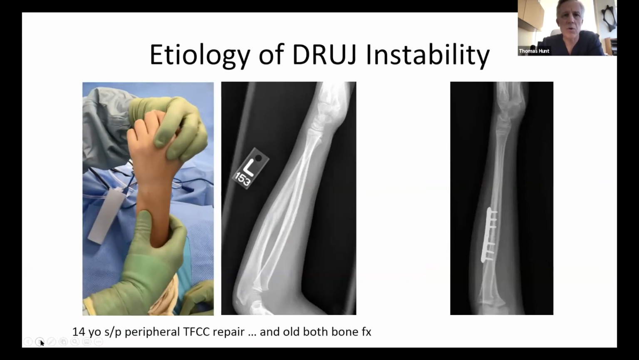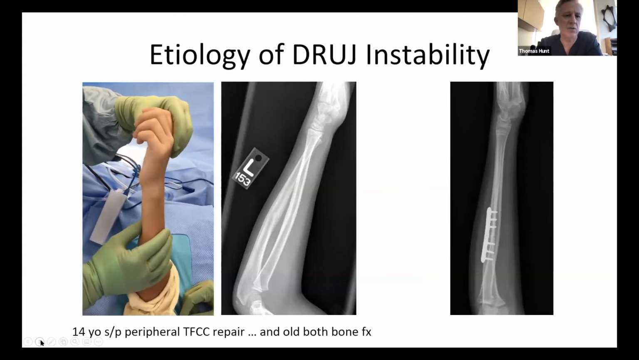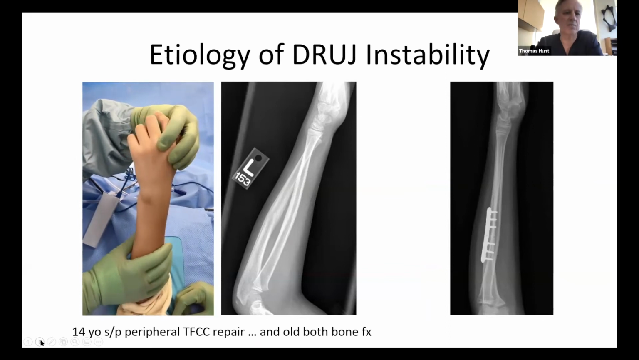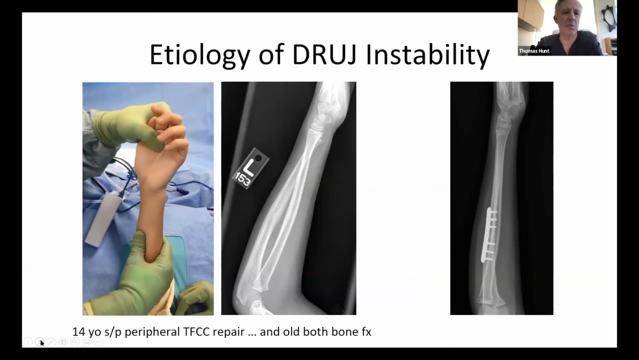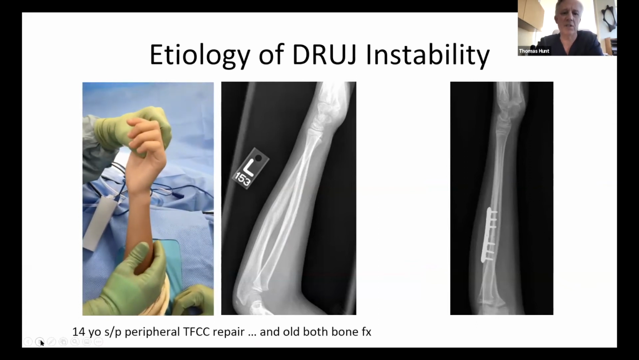But it's also important to understand that when you look at distal radioulnar joint instability, like you see here in this 14-year-old, it's not always related to the wrist, the TFCC. This is a patient who, you can see the incision over the dorsal ulnar wrist, had a previous TFCC repair, and predating that had a both bone forearm fracture, and clearly it was the position of the ulna that was responsible for the distal radioulnar joint instability. That corrected with osteotomy and internal fixation. Next, please.